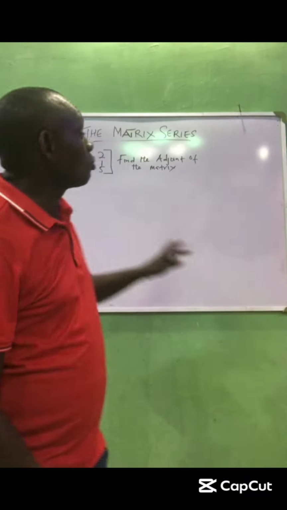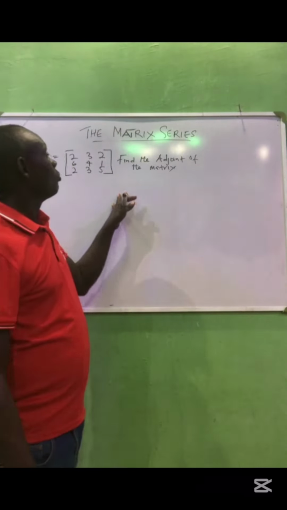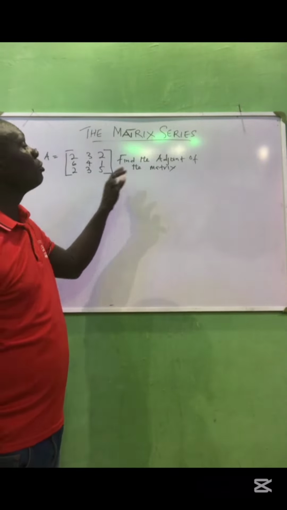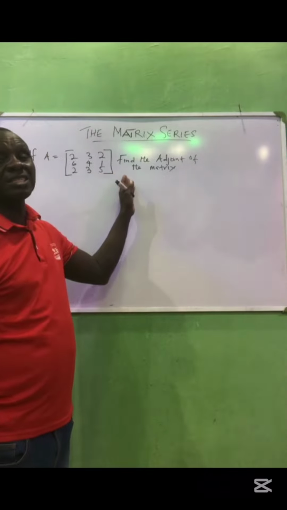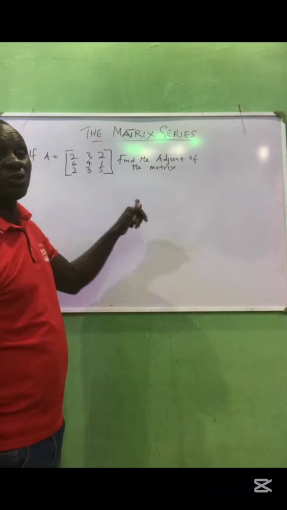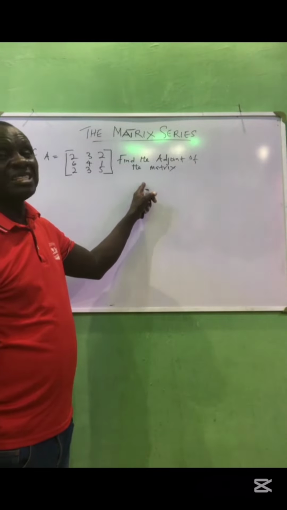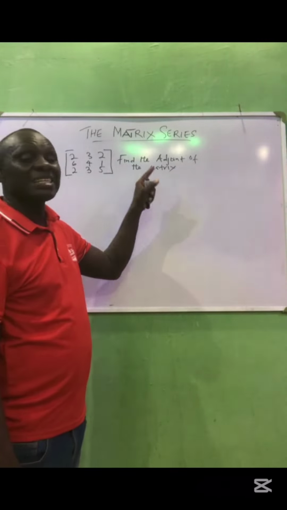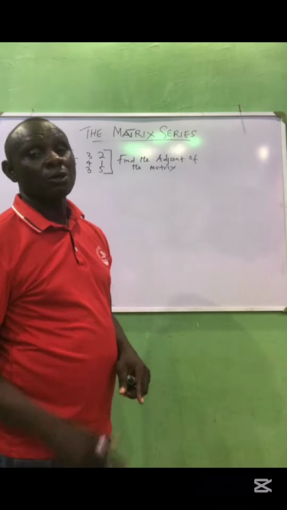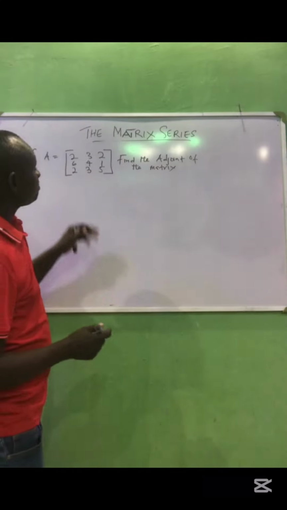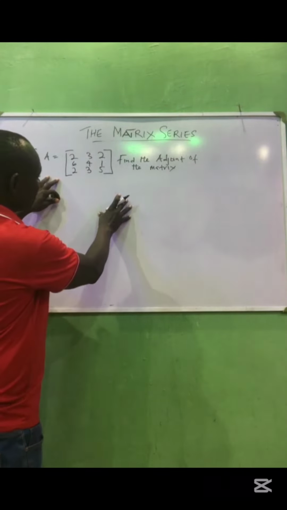Yes, let's take a look at the problem on the board. We are asked to find the adjoint of this matrix. Now, for us to find the adjoint of a matrix, we need to have what we call the cofactor of this matrix. Okay? By obtaining the cofactor of this matrix, then transposing the cofactor gives us the adjoint of the matrix.